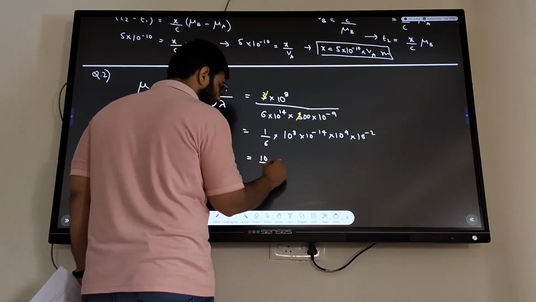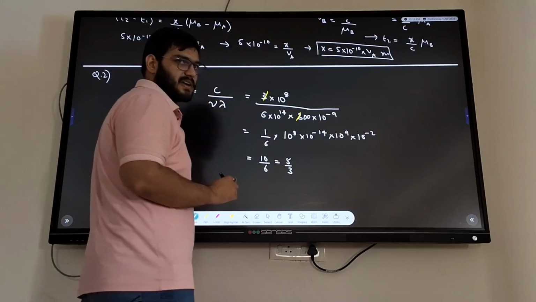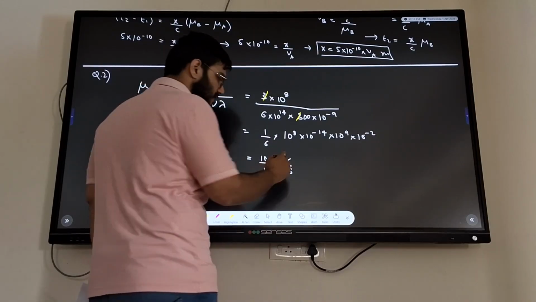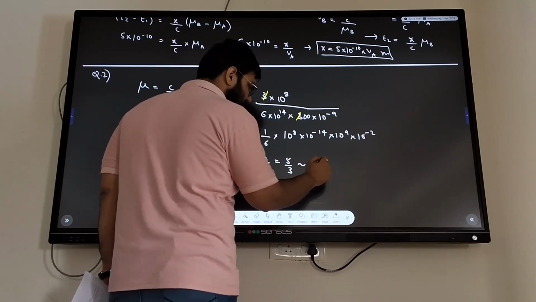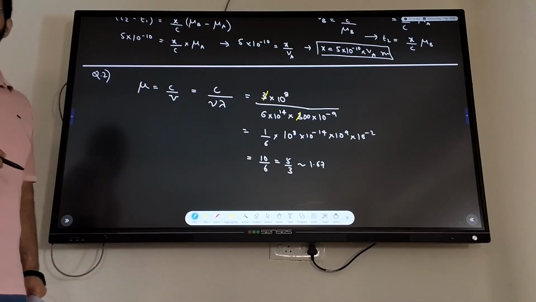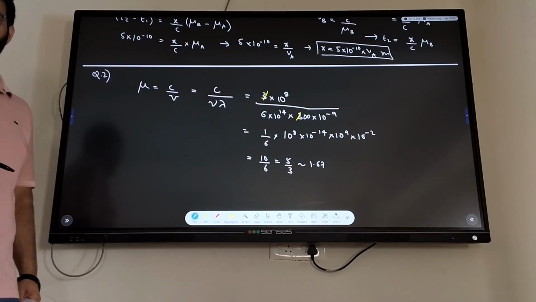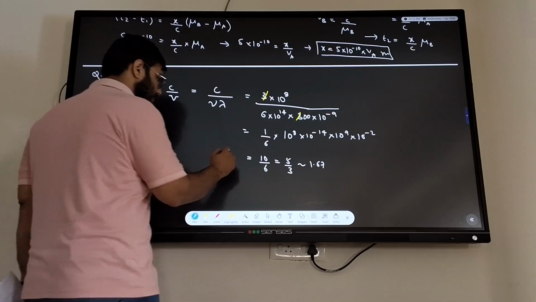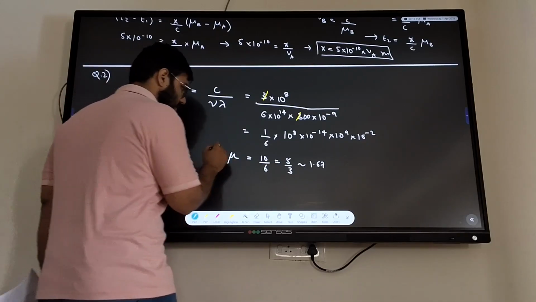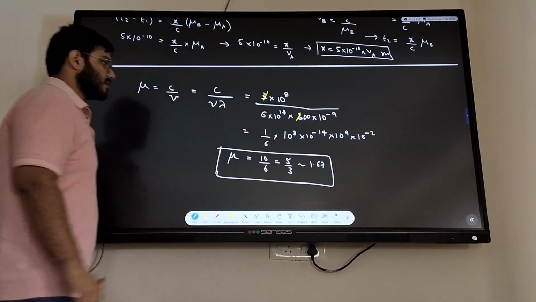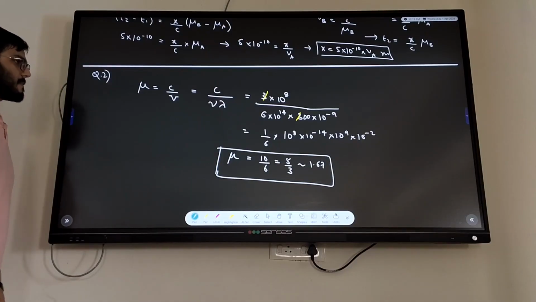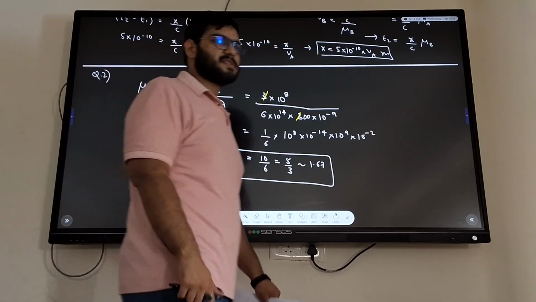So 10 divided by 6 is something like 5 by 3. And 5 by 3 is approximately? I think it's something like 1.67 approximately. Yes? Option D. Good. Very simple, just substitute and get the answer.